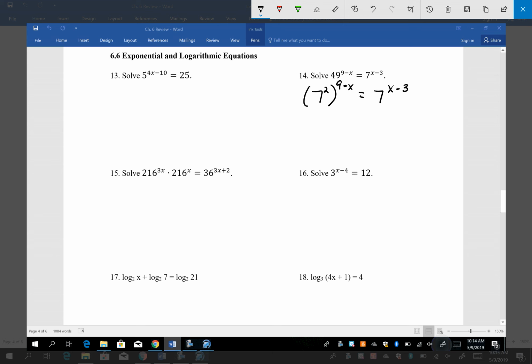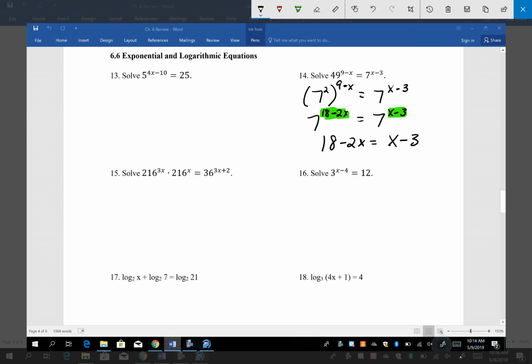Would you multiply 7 and 9? I would. So power to a power becomes 18 minus 2x up there. Now you see I have the same base. You want to do it to both terms. Do you see how the sevens are the same now? So now all I care about is 18 minus 2x being equal to x minus 3.